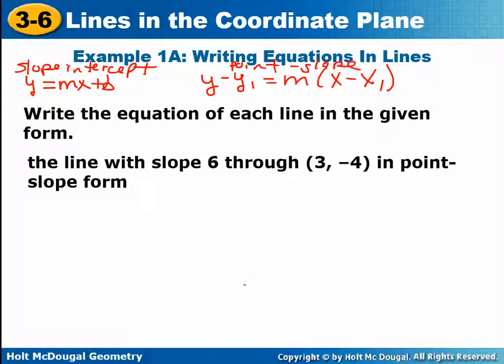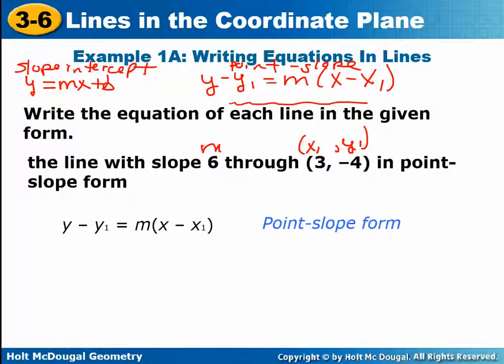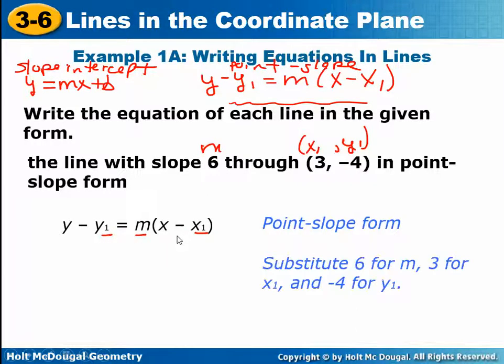All right, so we want the line with the slope 6, that's m, through a point that is given. That's our x1, y1. And they want it in point-slope form right here. So you're going to write down the point-slope form, the general one. We will replace the slope, the x1, and the y1 with what they tell us those are. So 6 goes in for the m, 3 goes in for the x sub 1, and negative 4 for the y sub 1. So we have minus a negative 4.